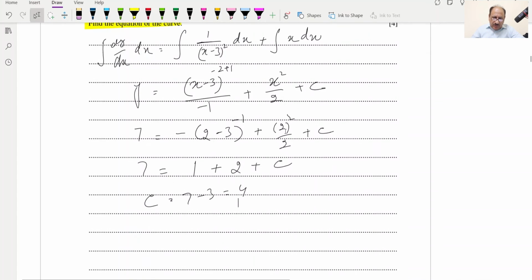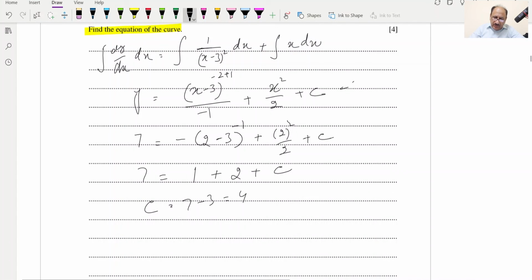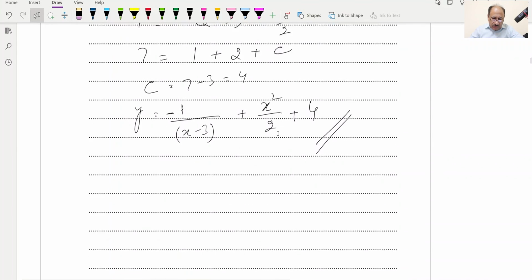And this c value we can replace in this equation, and we will get y is equal to, we can write this as 1 over x minus 3, and this should be negative also, we'll have to write the negative, and plus x squared by 2, and plus the c value, which is 4, and this will be our final answer. This was a 4 mark question which we are done.